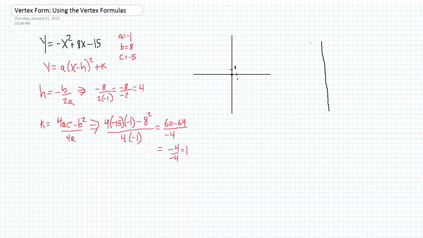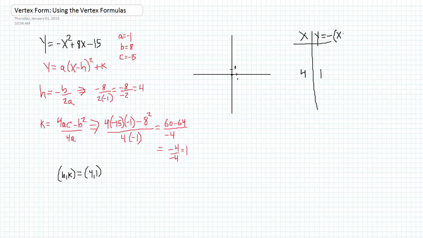Okay, so I'll prepare a nice little XY table, which is a bit crooked, and I'll write down the coordinates of my vertex. So my vertex, h comma k, has coordinates 4 comma 1, right? Since I have a, h, and k, the original parabola in vertex form is going to be minus parentheses x minus 4, all of that squared, plus 1. Notice that since a is less than 0, because a is equal to negative 1, the parabola opens downward. So the point 4 comma 1 would be here. This is the vertex, and the parabola is going to open downward.